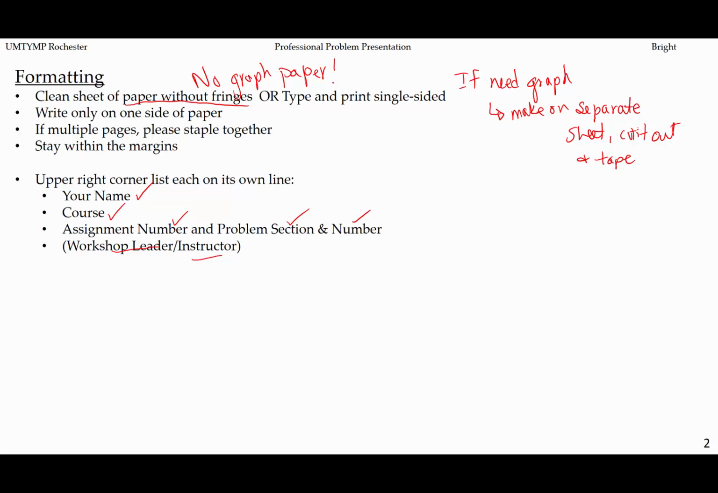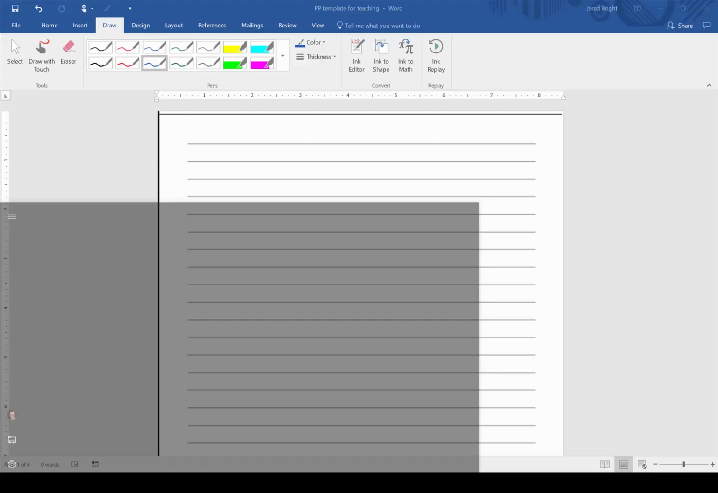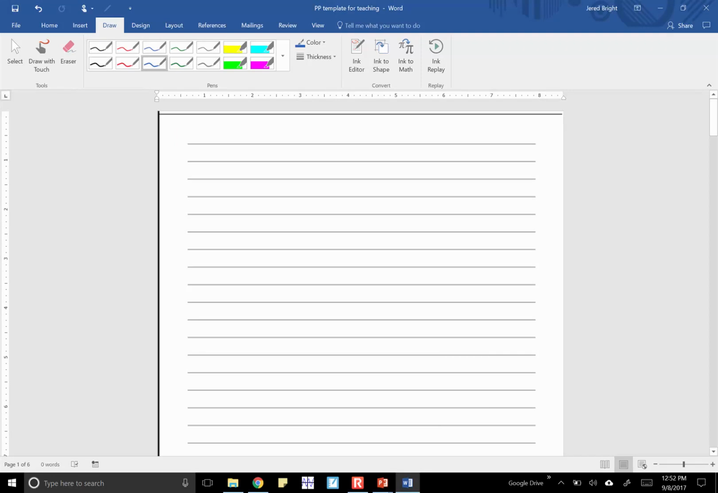Okay, so let's just see what that would look like. I have a document in Microsoft Word, but I'm going to act like I'm writing on a sheet of paper. Okay, so again, I'm just starting to set it up. I have the margins. The margins are kind of already defined for me. I have the lines. So I would write my name on the first line. So Jared Bright.